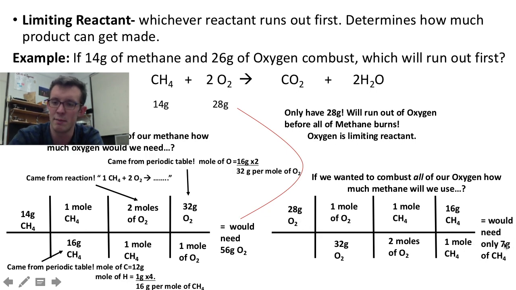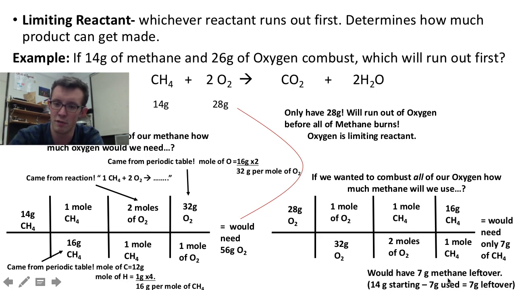And so when we crunch these numbers, we'll see that we only would need 7 grams of our methane, and so we would have 7 grams left over. We started with 14 grams of methane, but we're only going to need 7 of them. So 7 will be left over.